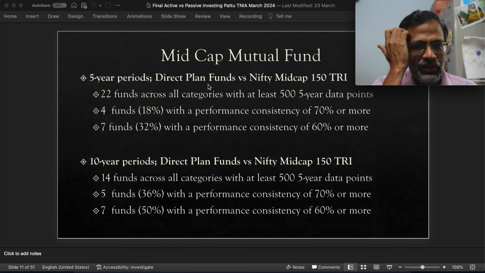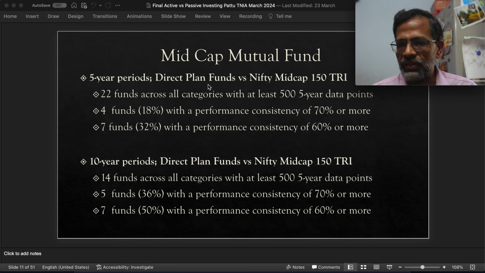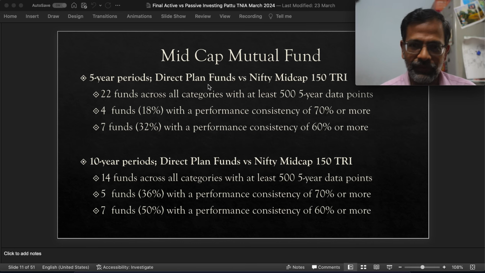Now, if you look at mid-cap funds over 5-year periods, only 18% have rolling return consistency of 70% or more. 32% of the funds have consistency of 60% or more. So out of 22 funds, only 4 to 7 funds have done well over 5 years. Over 10-year periods, only about 5 to 7 funds out of 14, roughly half, have done consistently well. That is, they have consistently beaten the Nifty Midcap total return index.